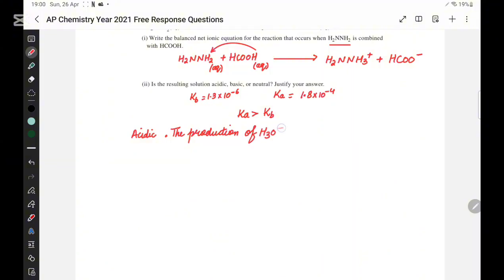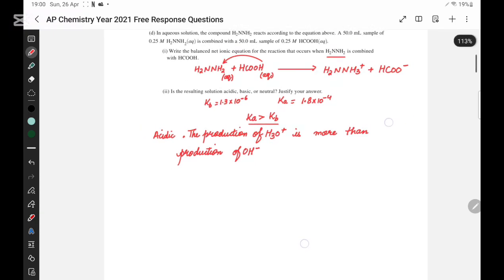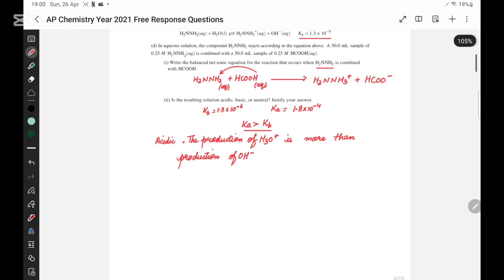H3O+ is more than the production of OH minus, because we need to write this as Ka is greater than Kb. So because of this, we can analyze that there are going to be more hydronium ions as compared to OH ions. So this solution is going to be acidic.